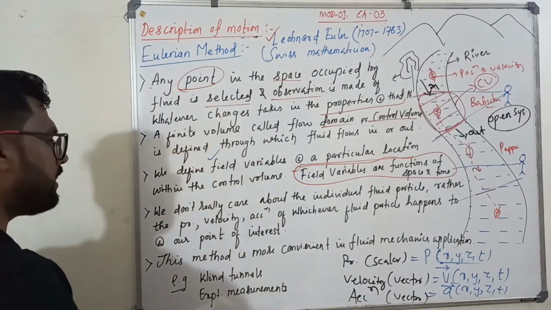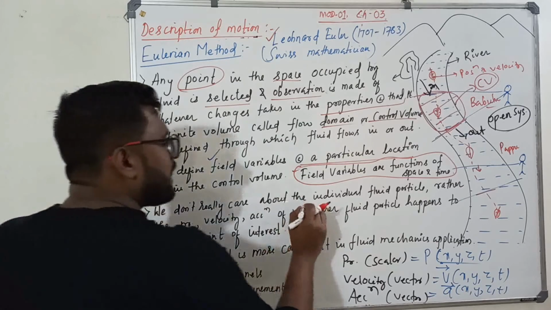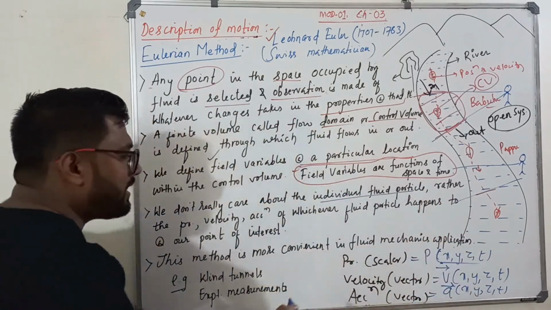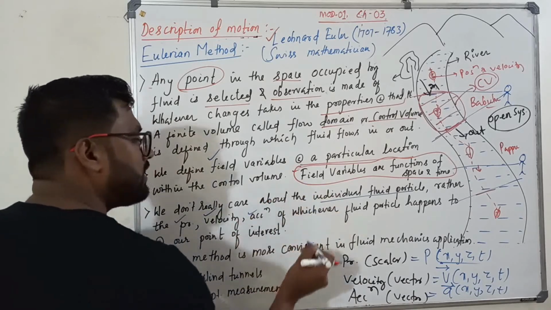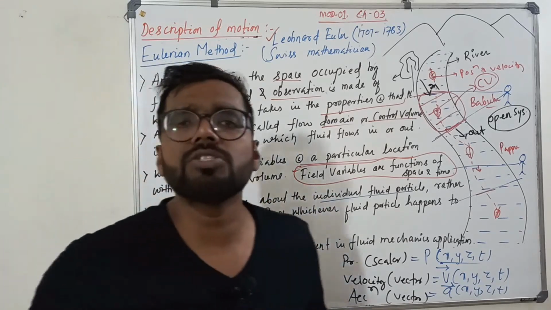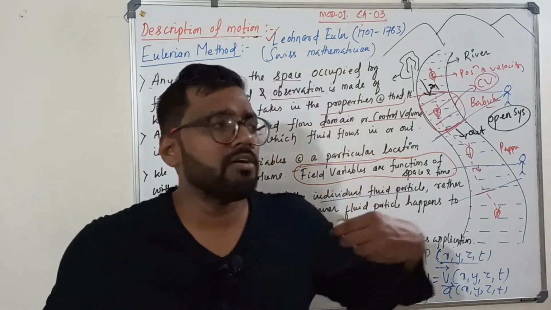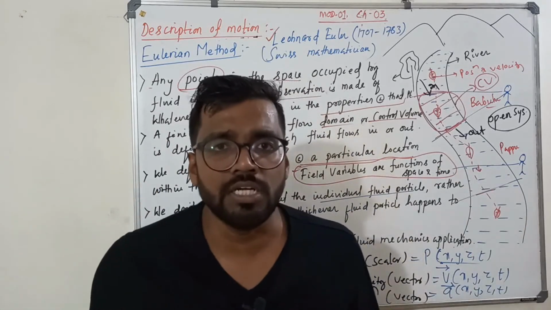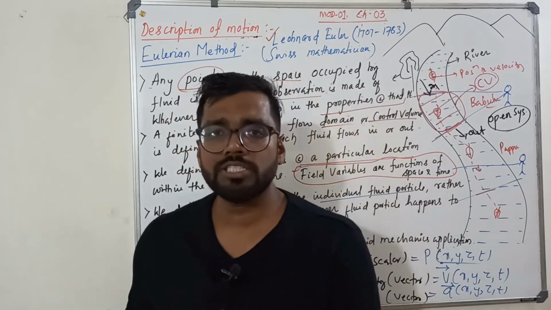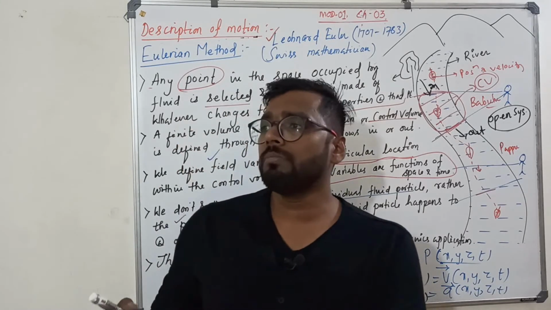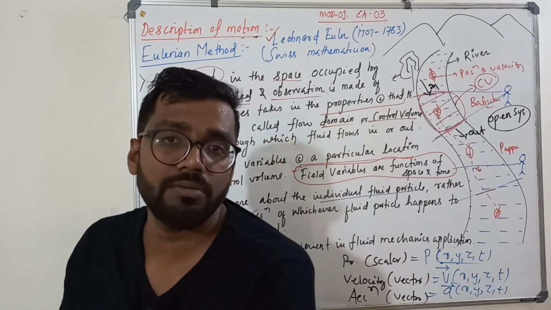Now here we don't really care about the individual fluid particle; rather we are interested in the pressure, velocity or acceleration, whichever is of interest. For example, in a wind tunnel, my interest is the velocity, so I'll find the velocity vector field. In some other application I need a pressure measurement, so my field variable will be pressure.